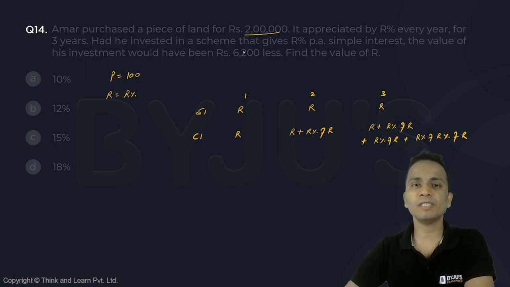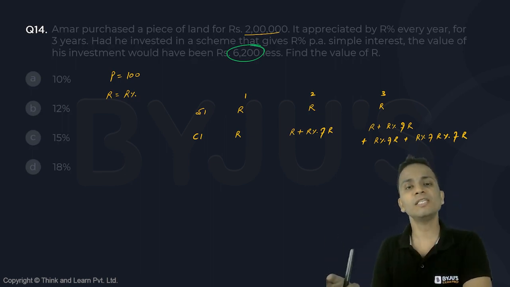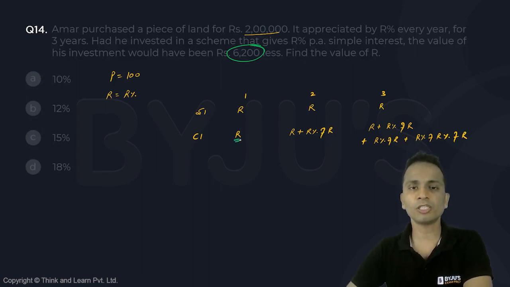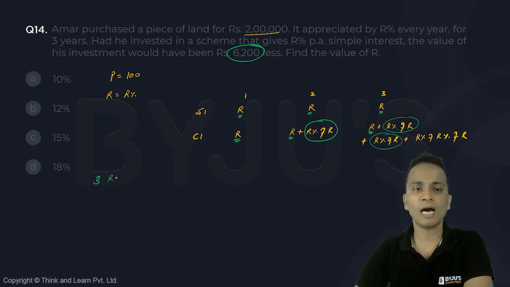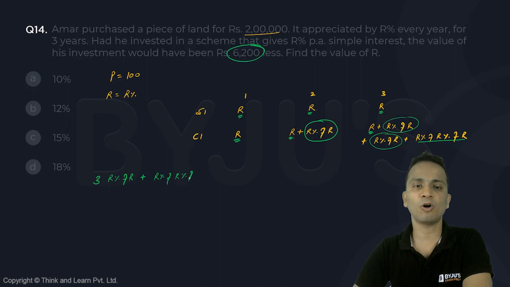Now the difference between them is given as 6200. So the compound interest for 3 years minus the simple interest for 3 years is 6200. This part will get cancelled from the first year, from the second year this part will get cancelled, and from the third year again this part will get cancelled. So I'll be left with R percent of R, R percent of R, R percent of R. That means 3 times R percent of R plus R percent of R percent of R.